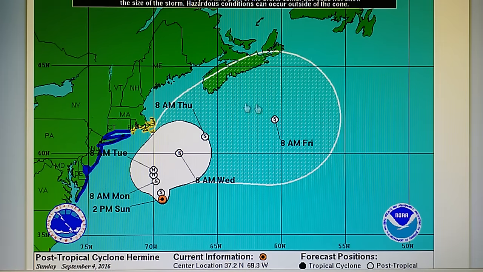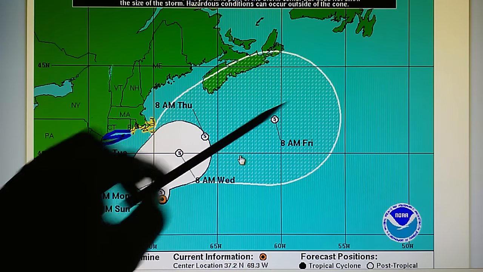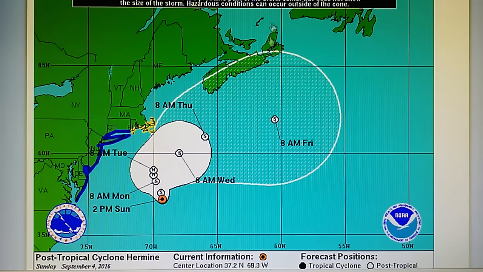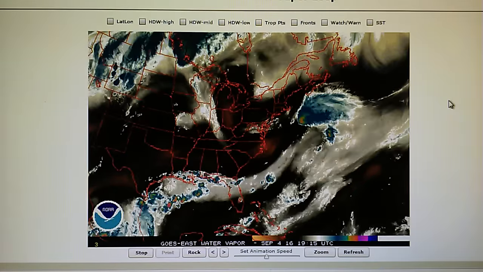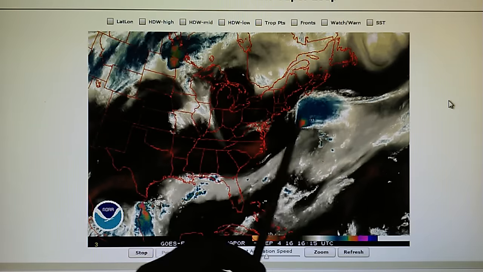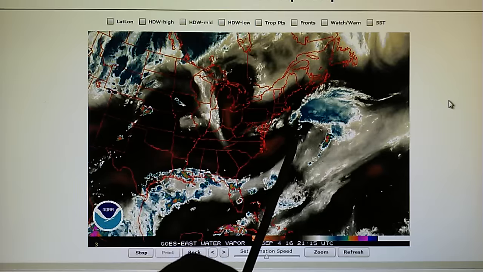Now let's take a look. This is the East Coast. We have Hermine, and this is the forecast. It's supposed to move further north and then possibly make a right turn. Let's look at the East Coast maps first. This is the storm right here, and we can see a right angle right on the core of that system.